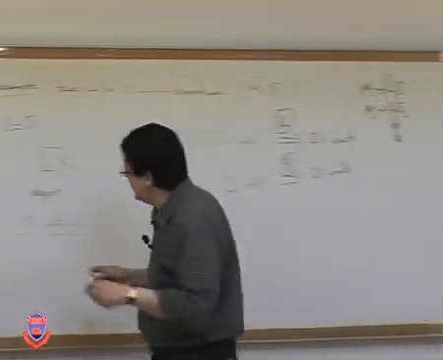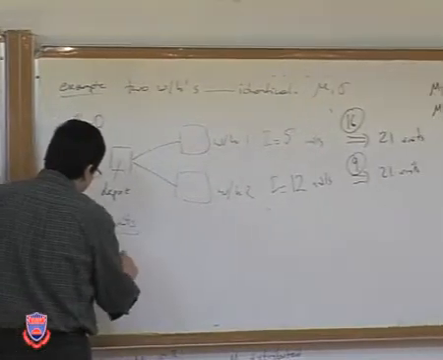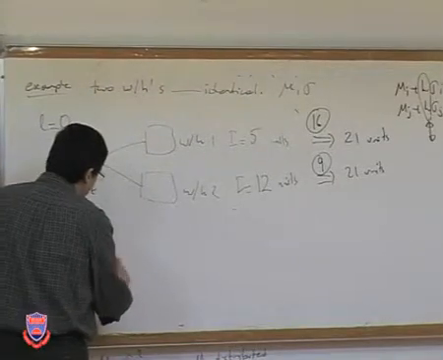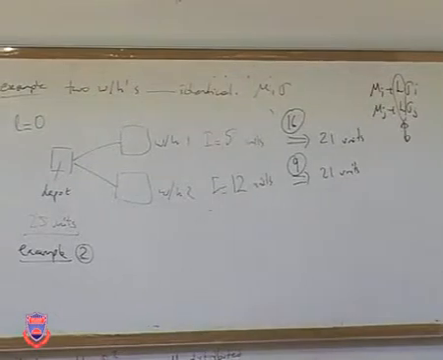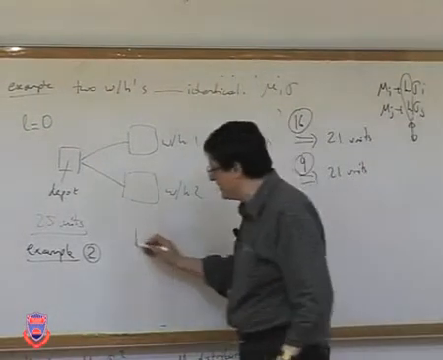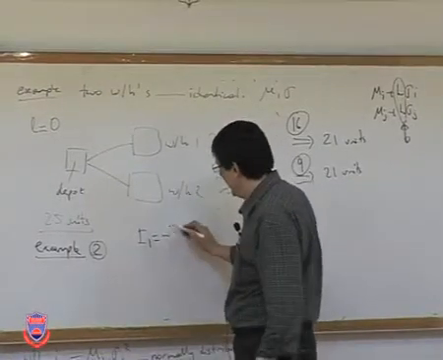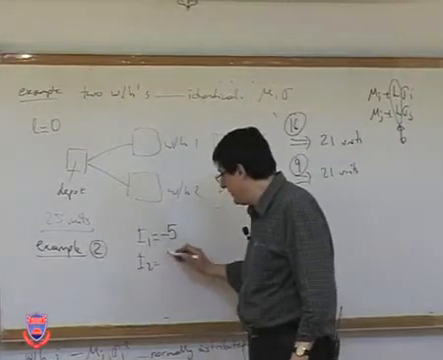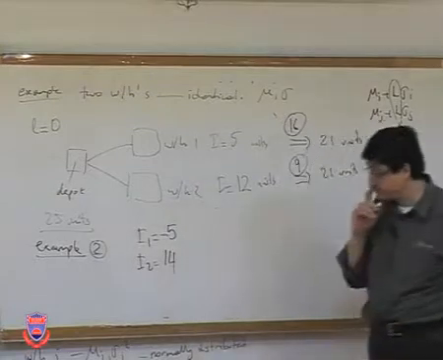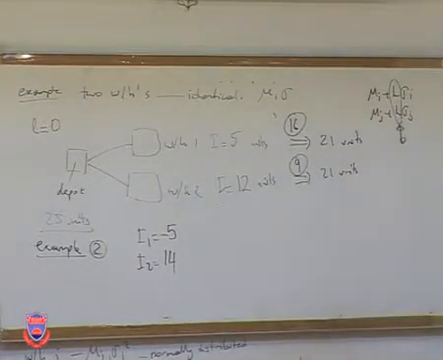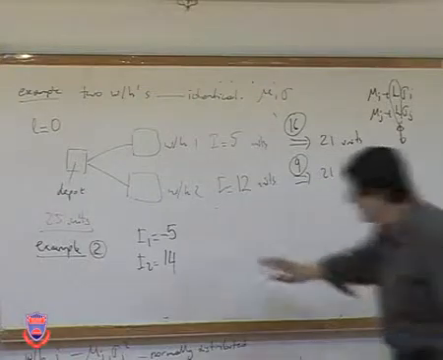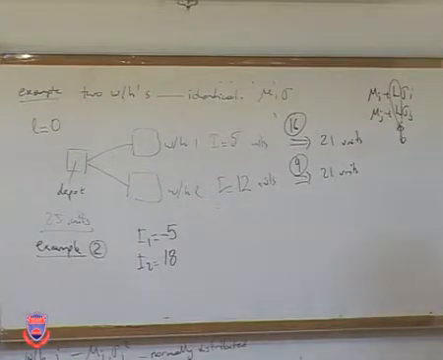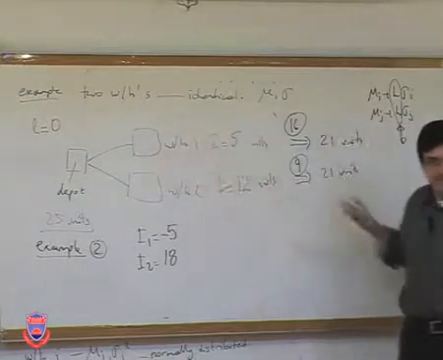Now, let's give a similar example, but I will only change the initial quantities. So you have exactly the same thing, but let the initial quantities be the following. Let I1 be minus 5, and I2 be 14... 18. I'm sorry. Okay. So, again, all the information is the same.